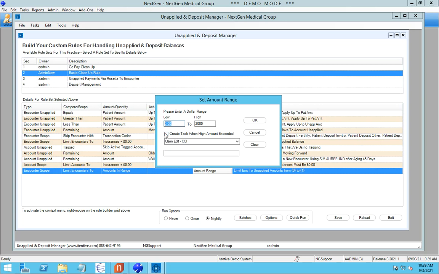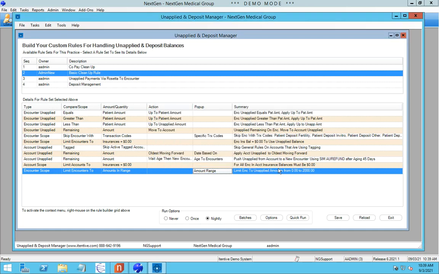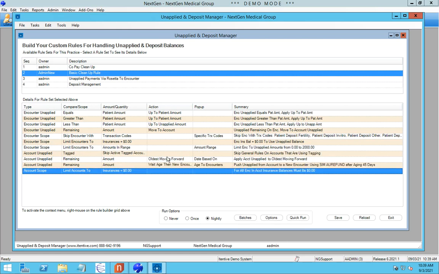And we have the option here to create a task when the high amount is exceeded. So we put that in, and then in our summary off here to the right, it puts it limit encounters to unapplied amounts from 0 to 2,000. We can simply save this rule. It'll move this encounter scope up here where it belongs with the other encounter scopes.